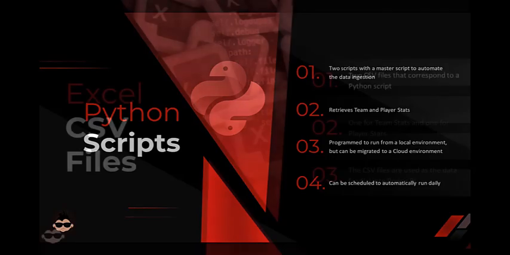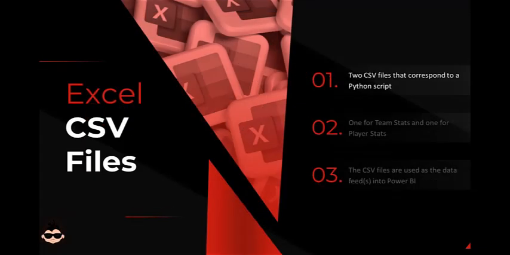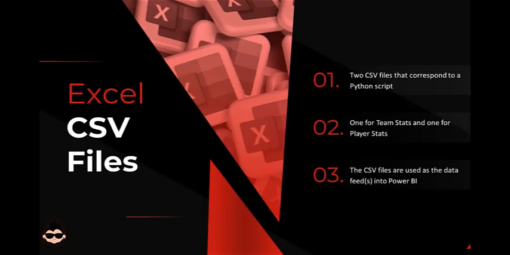available for analysis. The system uses 2 CSV files that correspond to a Python script. One CSV file contains team stats, while the other contains player stats. These CSV files serve as the primary data feeds into Power BI, which is used to visualize and analyze the data.